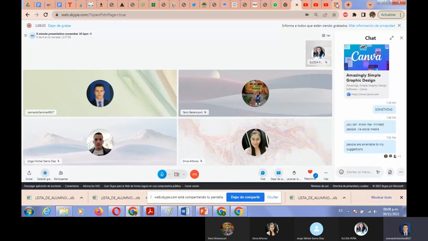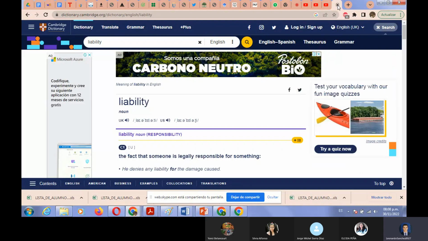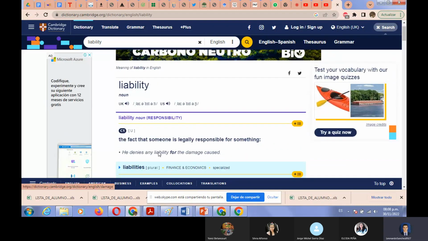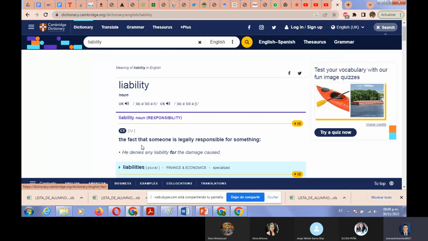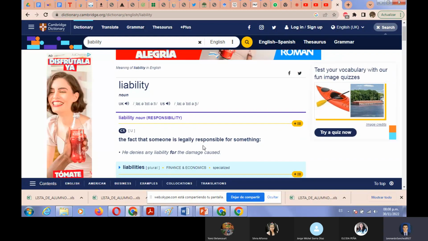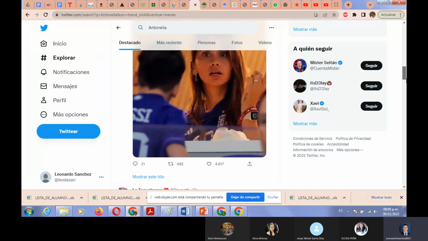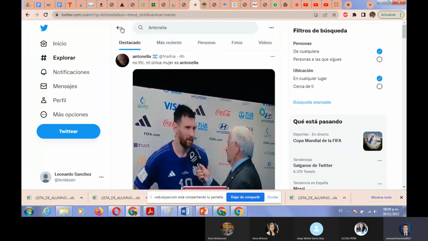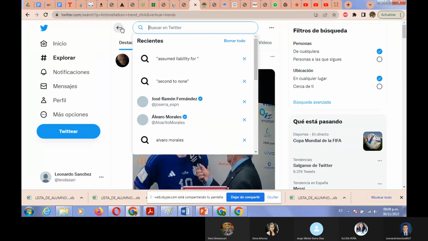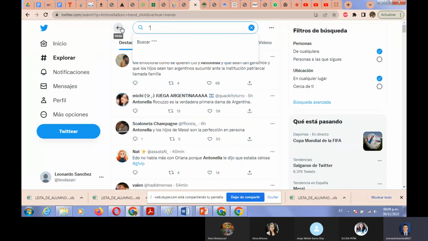La podemos buscar en el Cambridge. Miren que va con for. The fact that someone is legally responsible for something. Y lo que les comentaba acerca de este uso de Twitter. I put the word in brackets. Liability for.